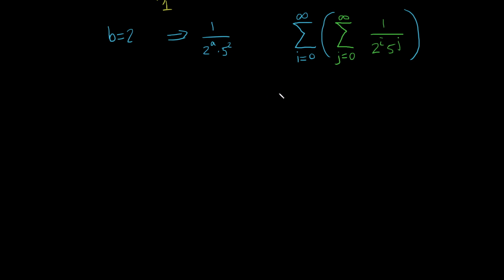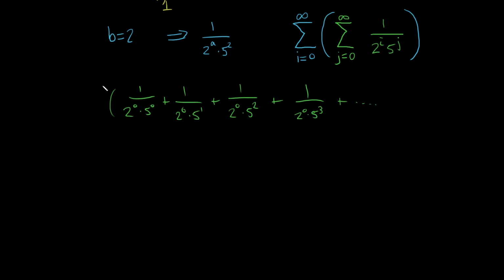So at i is 0, this is going to generate, just to write it out, 1 over 2 to the 0 times 5 to the 0, plus 1 over 2 to the 0 times 5 to the 1, plus 1 over 2 to the 0 times 5 squared, plus 1 over 2 to the 0 times 5 cubed, and this is going to go on and on.